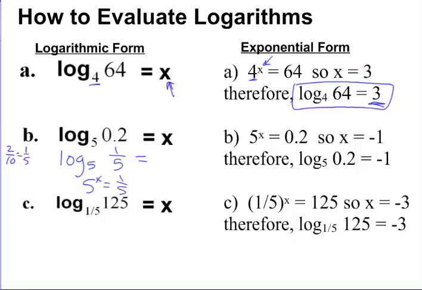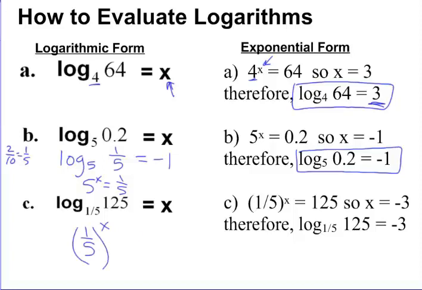Okay. So think, how can I get the 5 into the denominator? What kind of exponent am I going to have? It's going to be negative. That's how we get a fraction. And to what power? 1. Okay. So log base 5 of 0.2 is -1. The last one, log base 1/5.